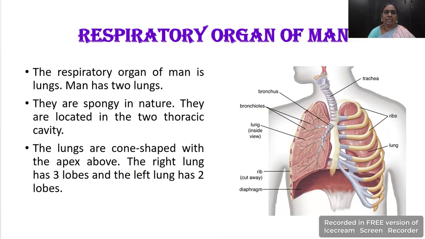Now let's see the respiratory organs in man. In man, there are two lungs, which are the chief respiratory organs. They are spongy in nature. They are located in the two thoracic cavities, and as we know, the lungs are cone-shaped with the apex above. The right lung has three lobes, and the left lung has two lobes.